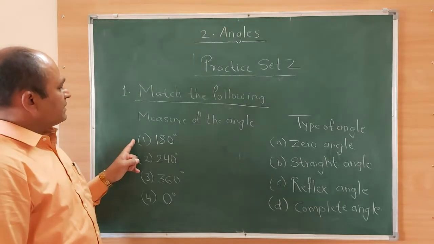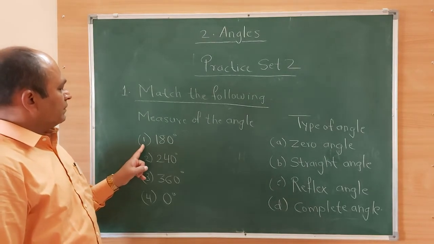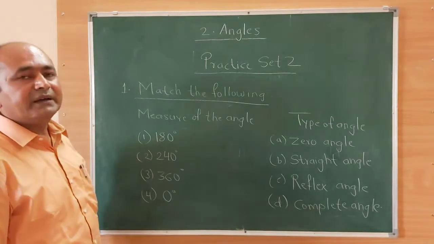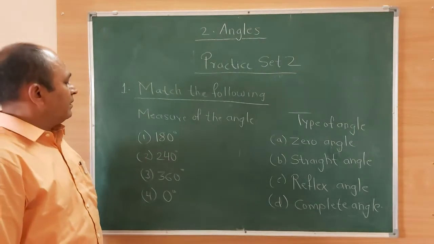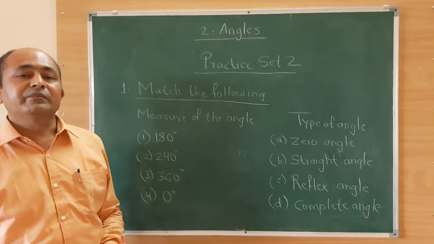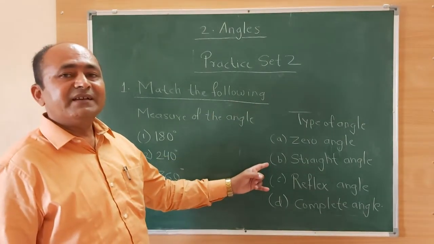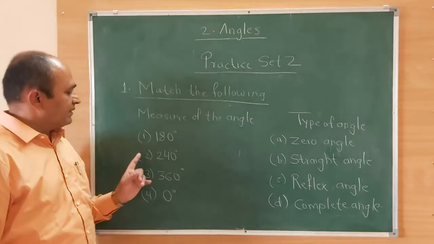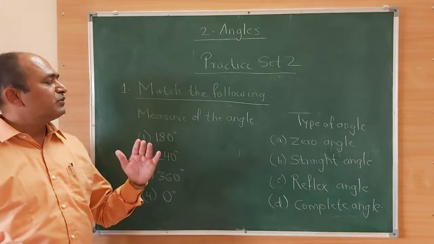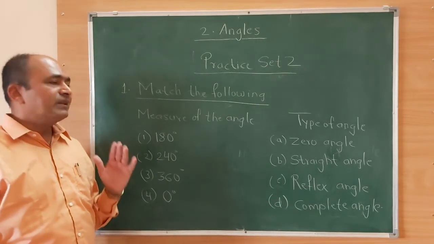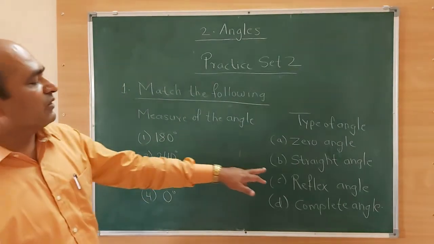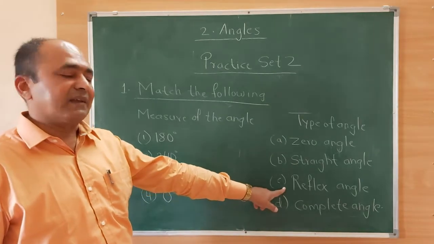Now in this column, the first angle shown is 180 degree. Recall, if the angle measures 180 degree, what type of angle is it? Yes, it is a straight angle. Okay, second one. If the measure of angle is 240 degree, yes, you know that when the angle measures more than 180 degree but less than 360 degree, such an angle is called a reflex angle.